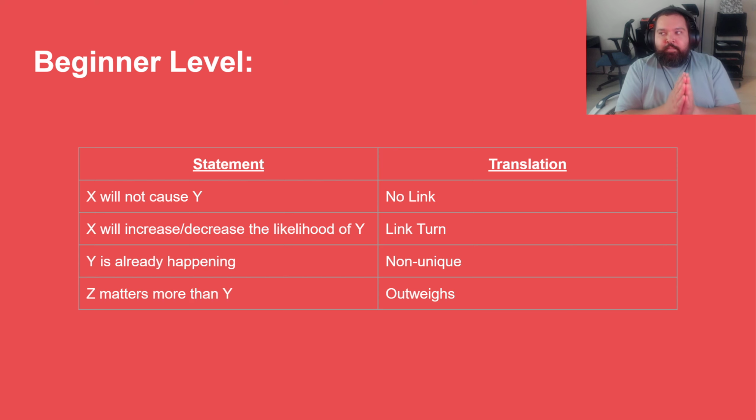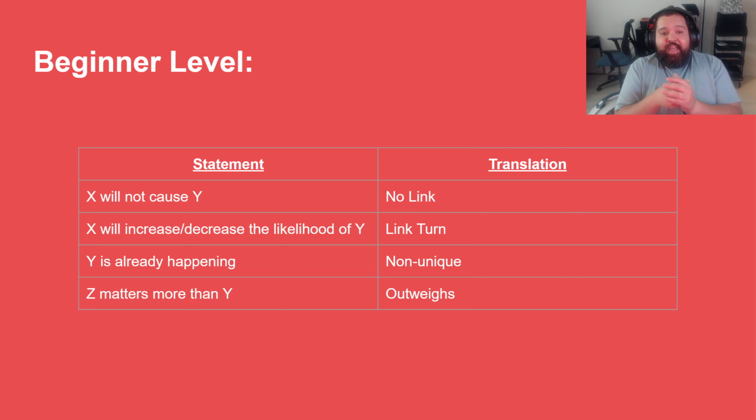Remember, our initial statement is doing X will cause Y. X is the advocacy, generally the plan. Y is the impact, and Z, when it is necessary, is a competing impact, like the impact of a disadvantage or something. First statement: X will not cause Y. Doing the plan will not cause the impact. That is obviously a no link.